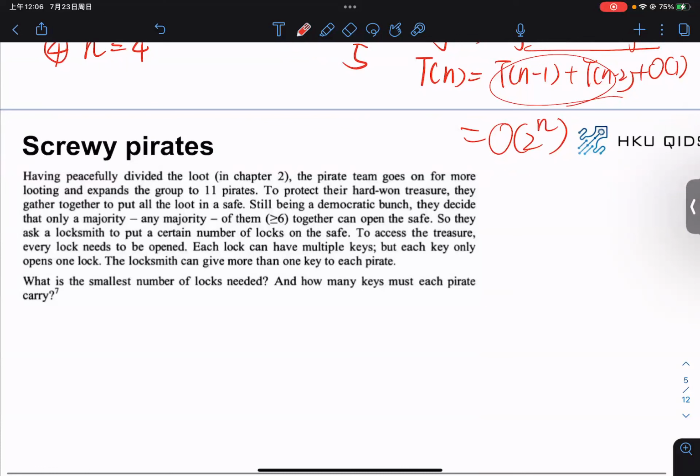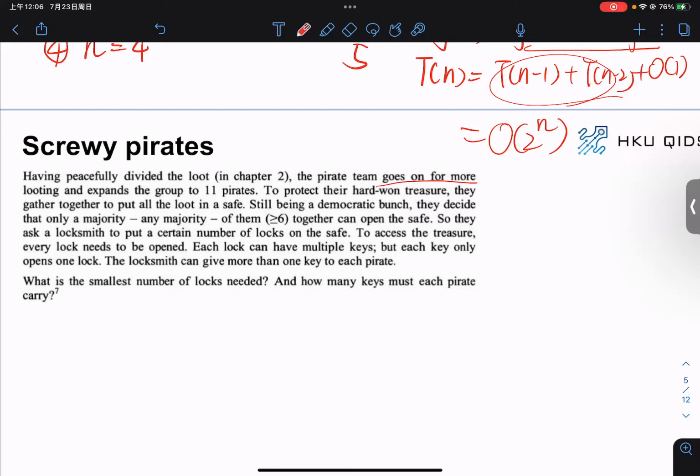And now we come to the next one. Our old friend, the screwy pirates, they come again. So we have met them in our first chapter of Green Teaser, but now again, it comes up again. They go on for more looting and expand the group to 11 pirates. So to protect their hard-won treasure, they gather together to put all the loot in a safe. Still being a democratic bunch, which is quite interesting, they decide that only a majority, or any majority of them, together can open the safe.